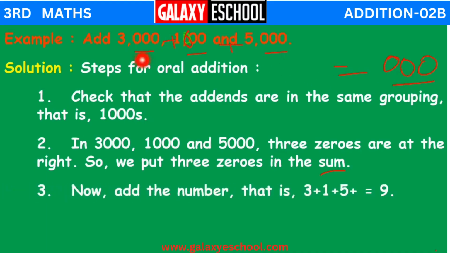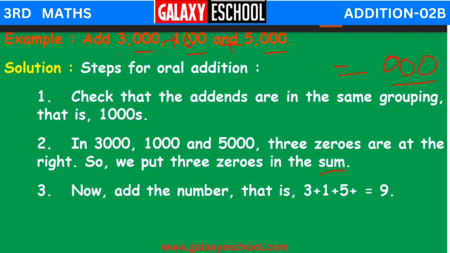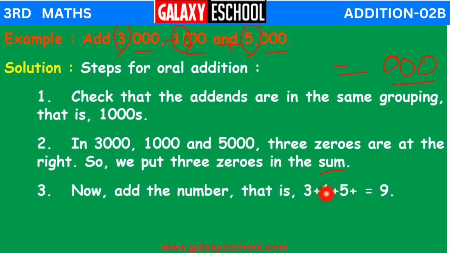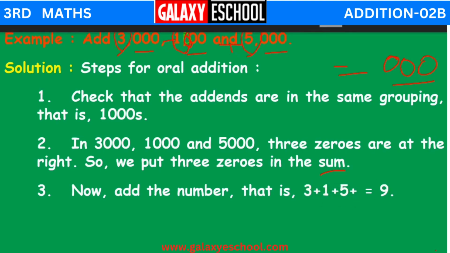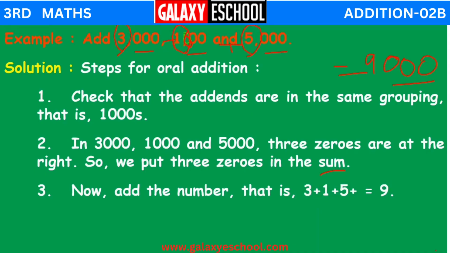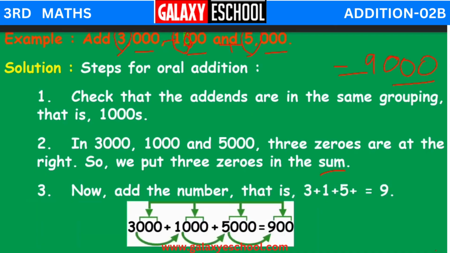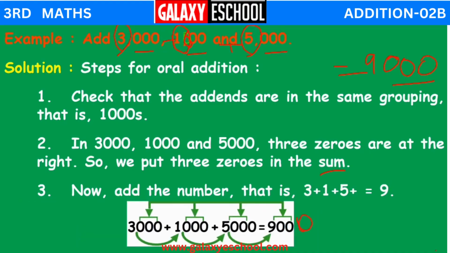Now add the numbers. What numbers are remaining? 3, 1 and 5. So 3 plus 1 becomes 4. 4 plus 5 becomes 9. So we'll place this 9 in front of the zeros. The answer will be 9000.